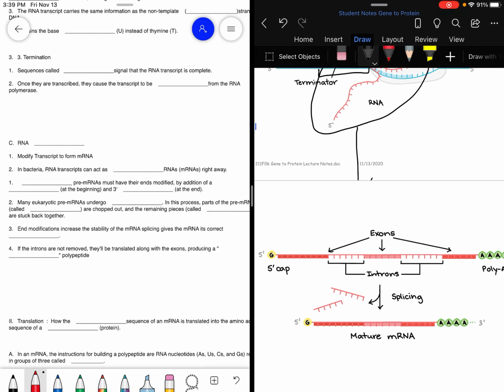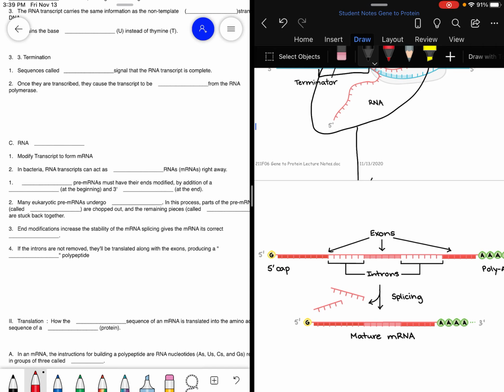In bacteria, RNA transcripts can act as messenger RNAs right away, but in eukaryotes, a transcript of a protein-coding gene is called pre-RNA, and it must go through extra processing. So this top part is called RNA processing. This is where we modify the transcript to form mRNA. So it's not quite yet. The transcript is rough.